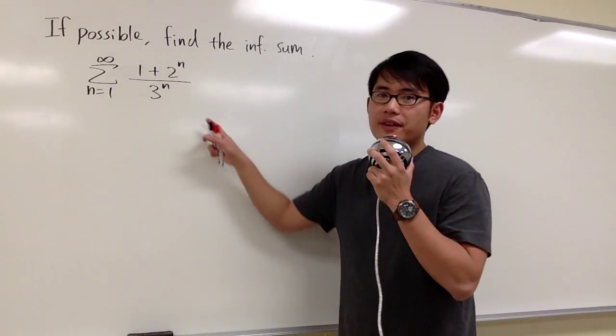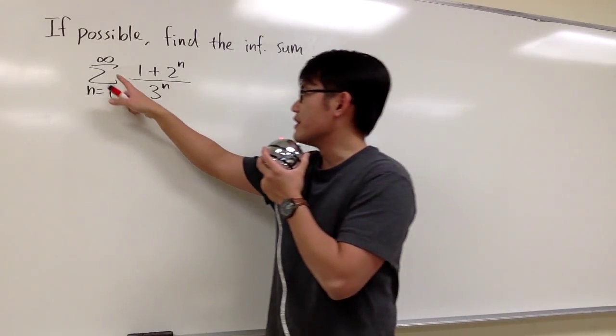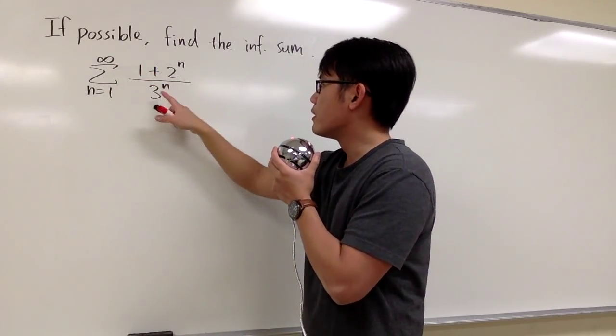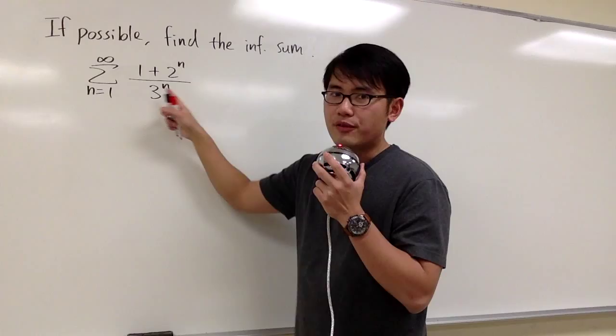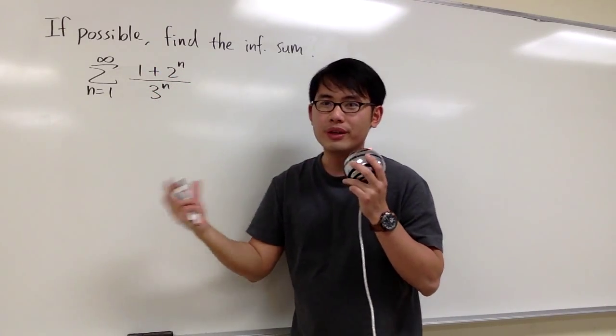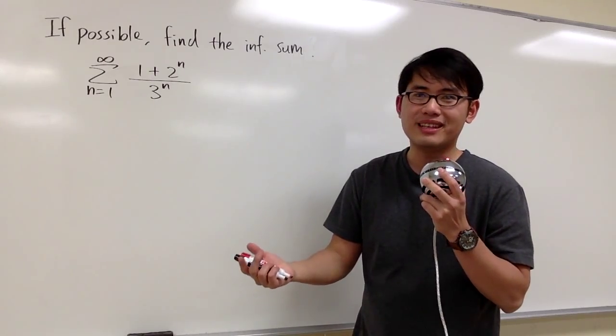If possible, let's find the sum for this infinite series. We have the sigma when n goes from 1 to infinity, (1 plus 2 to the n) all over 3 to the n. Notice that this fraction has two things on the top and just one thing on the bottom, right? Why don't we break the fraction apart to see what we can do after that?